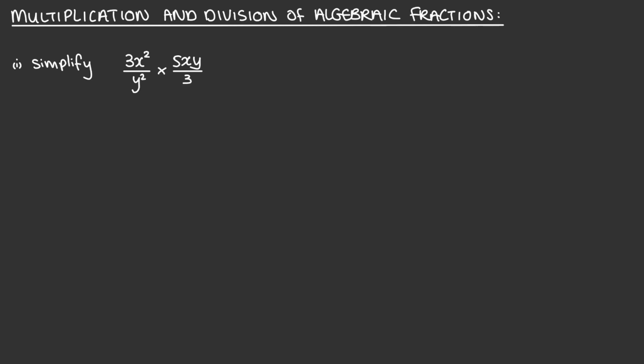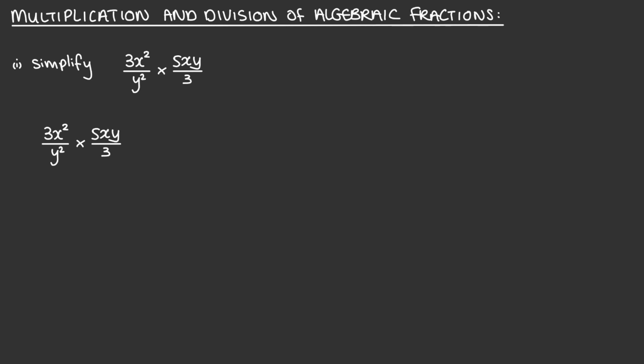So for the first example, we're asked to simplify 3x squared divided by y squared multiplied by 5xy divided by 3. So if you can't remember how to multiply two fractions, you should take a look at my video on rational numbers. In that video, I explained with examples that when we're multiplying two fractions, we must multiply the numerator of one fraction by the numerator of the other, and the denominator of one fraction by the denominator of the other. This can also be known as multiplying top by top and bottom by bottom.